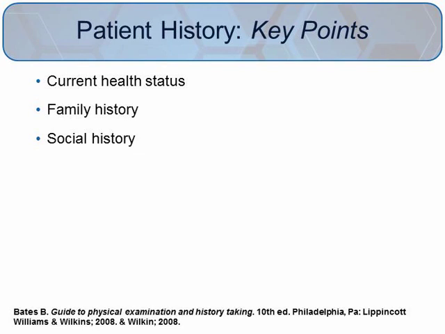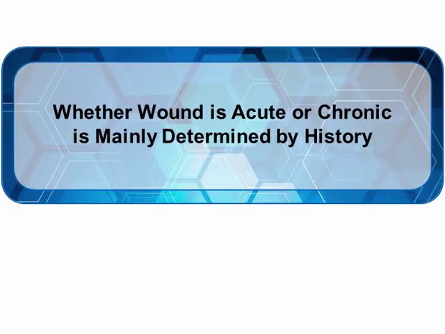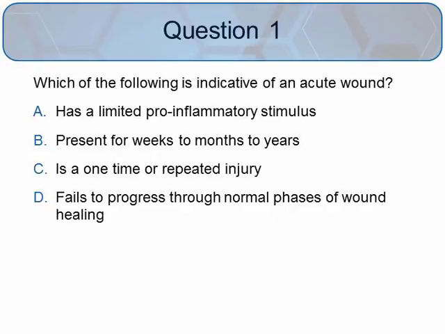And then you want to look at social history. Does the patient have adequate social support? Who do they live with? What do they do for a living? What do they do for fun? And how does the wound impact their work and or their fun? And then whether a wound is acute or chronic is mainly determined by history. It's really how long has the wound been there? And that leads us to our first question.